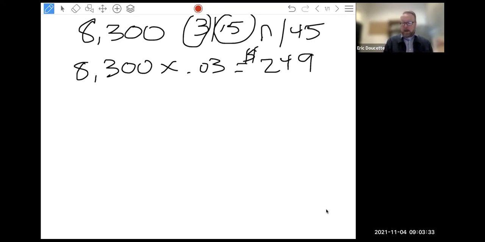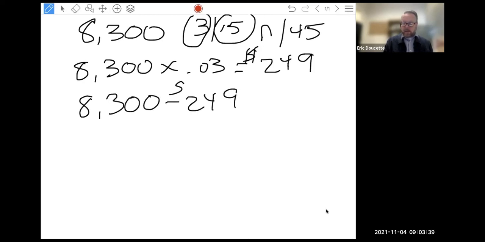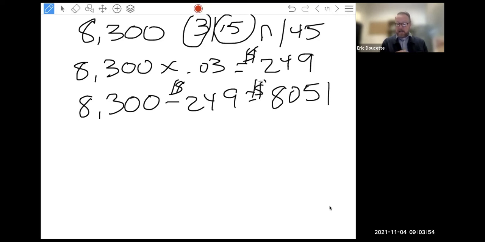And so what would I owe? Well, I would owe 8,300 minus 249 because I got a discount because I paid it early, right? So I would basically subtract that from 8,300. And so my new balance on that day, the 15th day, is not 8,300. It's actually $8,051. So I saved $249. So that's how using the terms of a cash discount works.